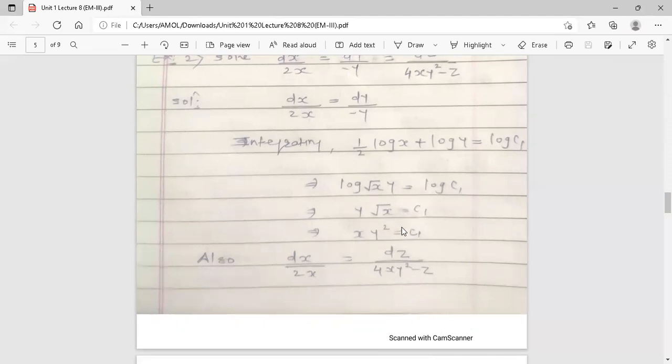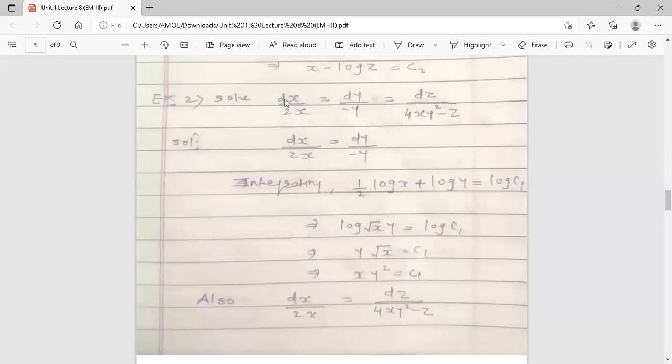but it is a constant term, remember that. So x y square is c1. This is one set of solution, x y square is equal to c1. Now we want the second set of solution. For the second set, you consider the first and third terms. So the first ratio is dx upon 2x is equal to the third ratio, dz upon 4xy square minus z.